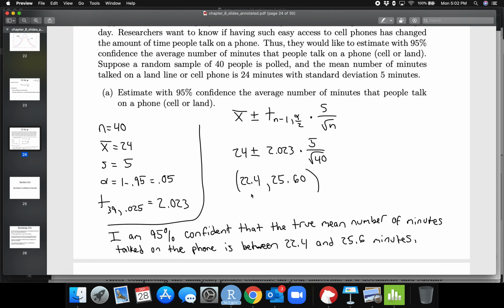And again, I need to interpret the interval. Anytime you calculate a confidence interval, you need to include an interpretation. You will lose points if you do not include an interpretation. So it's that I am 95% confident that the true mean number of minutes talked on the phone is between 22.4 and 25.6 minutes. Again, I start out with I am blank percent confident. Then I take it exactly from what I'm creating the confidence interval about is my next part. And then I say is between blank and blank minutes. And so that's how you create a confidence interval for mu.